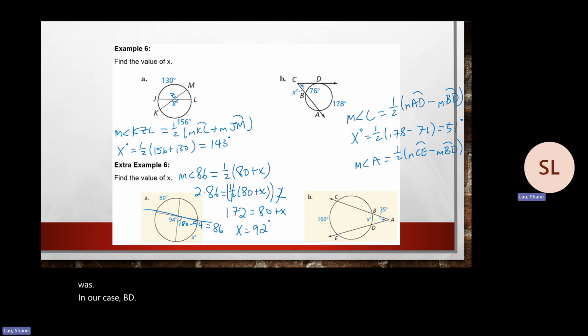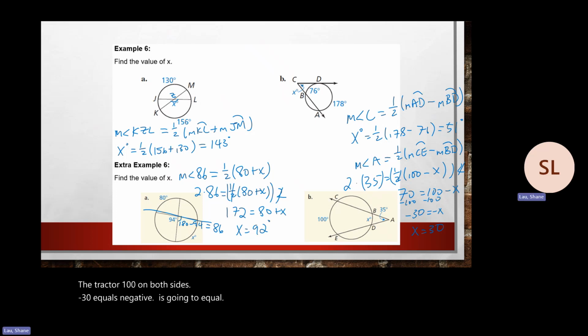And I'll replace. I know we have 35 degrees equals 1/2. CE is 100. BD is x. I'll multiply the 2 here, cancel out. Get 70 equals 100 minus x. Subtracting 100 on both sides, negative 30 equals negative x. X is going to equal 30. That is my problem. Okay.